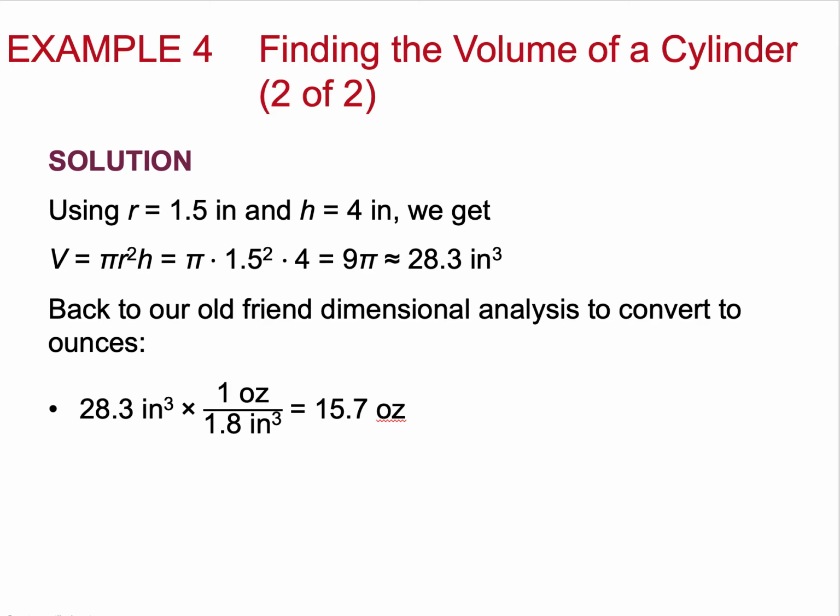What I need to do to find the actual ounces is I need to convert my units. Since I'm using cubic inches, the cubic inch conversion goes in the denominator, and I'm going to divide 28.3 by 1.8 to get 15.7.